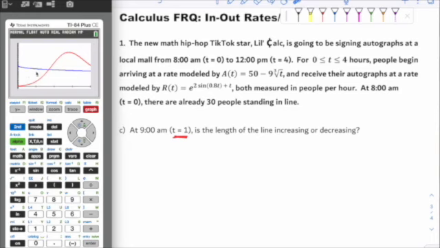So that would mean the entire line is getting longer if people are showing up at a faster rate than they're getting served. But after that point, people are receiving their autograph, they're getting served faster than they're showing up. And that would yield an overall decrease in the line. The line would start to get shorter. So at t equals 1, you can really just see on the graph here, at t equals 1, the blue graph is greater than the red graph. So more people are arriving than are being served. That means the line is increasing in length.